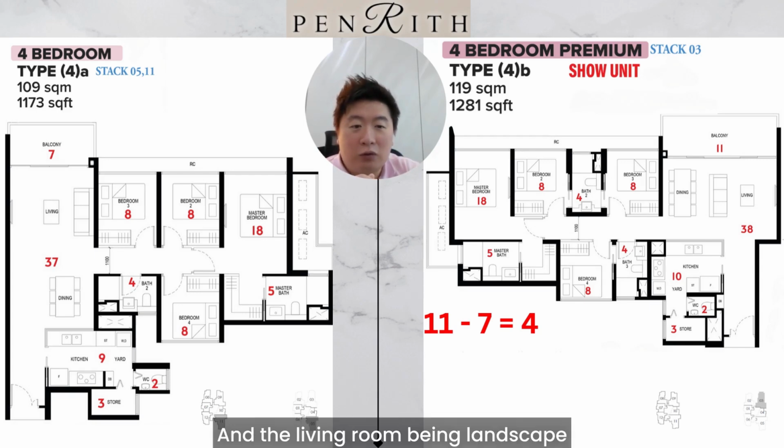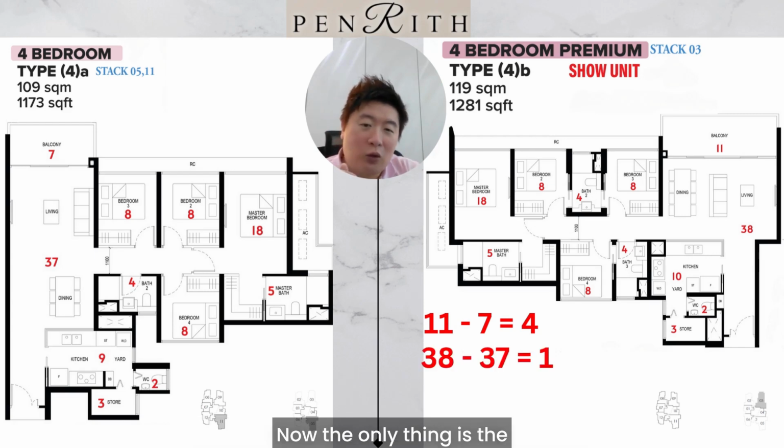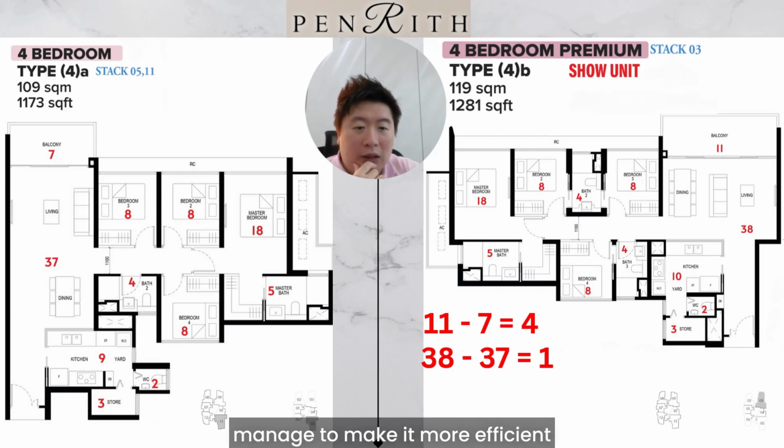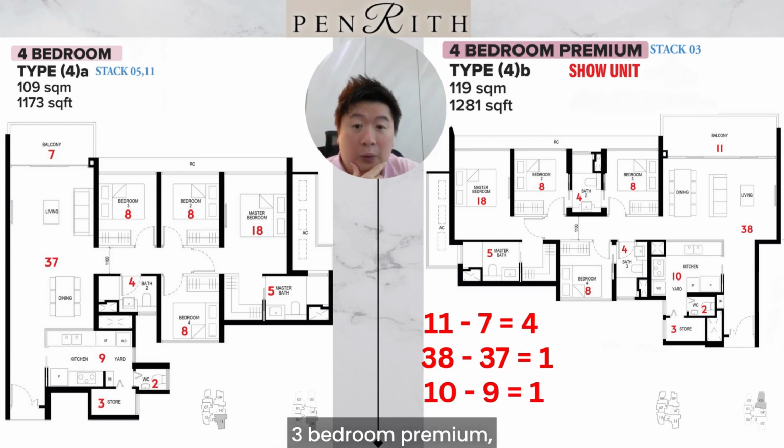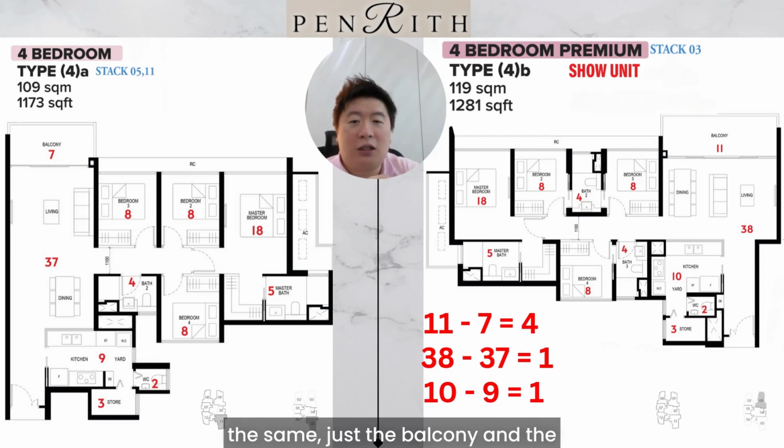And the living room being landscape also means that it's bigger, 38 square meter. Now, the only thing is the walkway here is a little long, so people might not like this, right? But I think they still managed to make it efficient because you still make use of the space here. There's a 10 square meter kitchen, same as the 3 bedroom premium. 2 square meter WC, children store. Actually, all the specs are the same. It's really just the balcony and the living room, and then the kitchen.